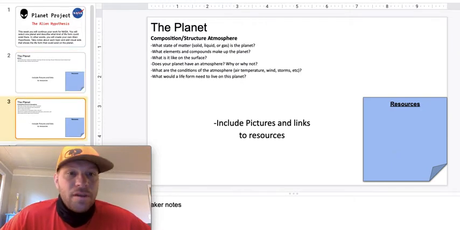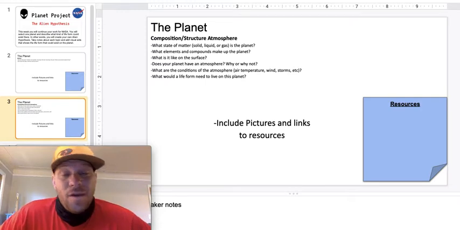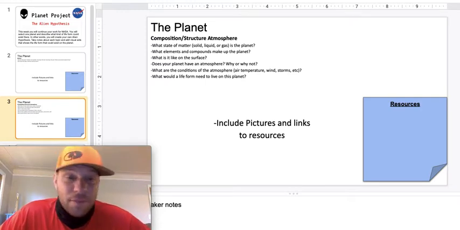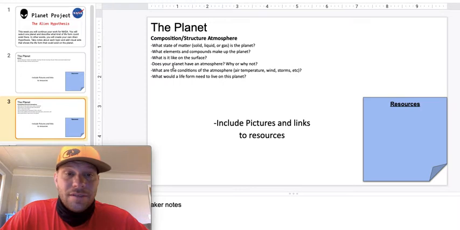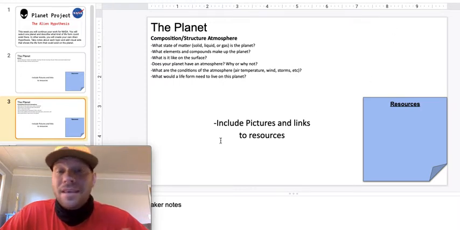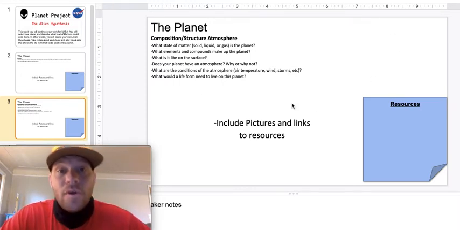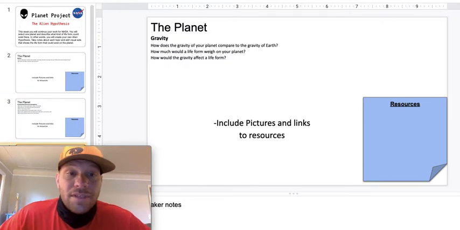Okay, then move on. More about the planet. What's the structure like? What's the atmosphere? Use these questions to guide you in making a nice slide with all of the information. Okay, what's next? The gravity of the planet. How would that affect a life form?